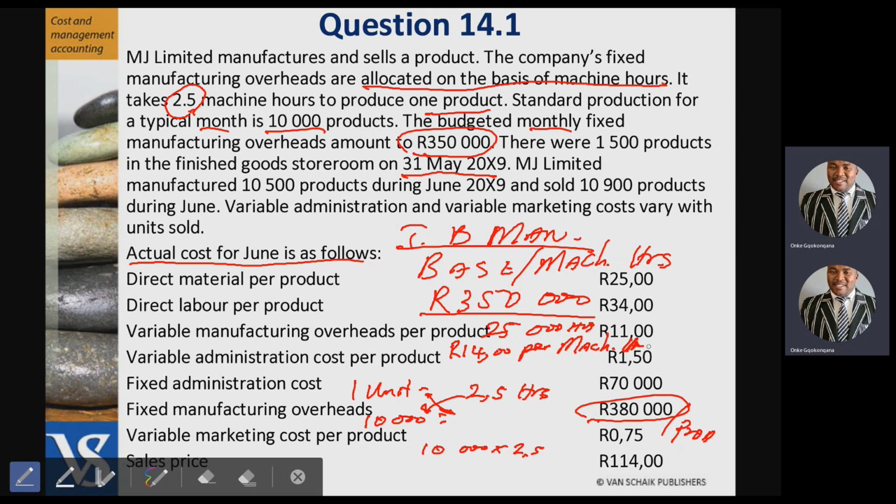Now the question is, are we looking at the cost per machine hour? No, we are calculating the cost per unit. So you still need to convert these 14 rands to a cost per unit. Because again, you know that it takes 2.5 hours to produce one unit. Once again, you'll take this 14 rand and simply multiply it by 2.5.